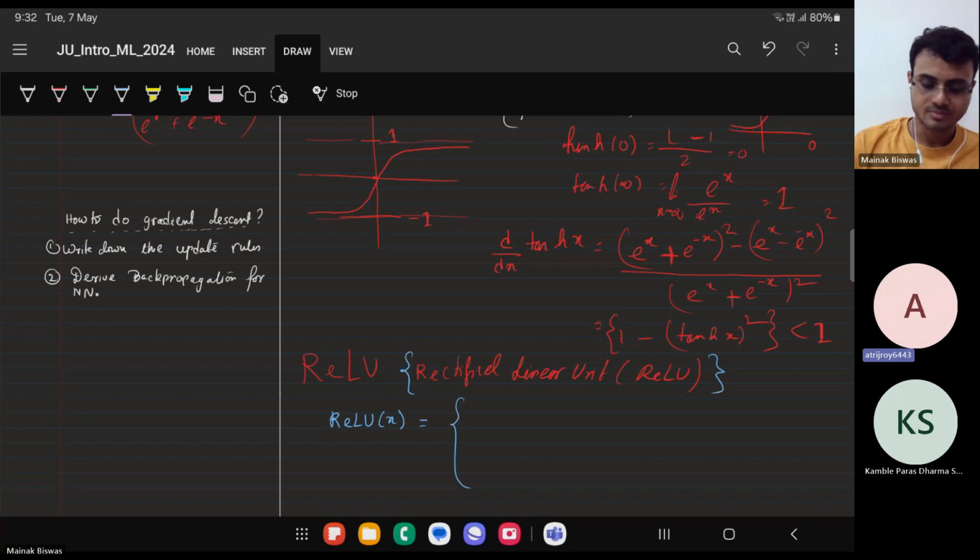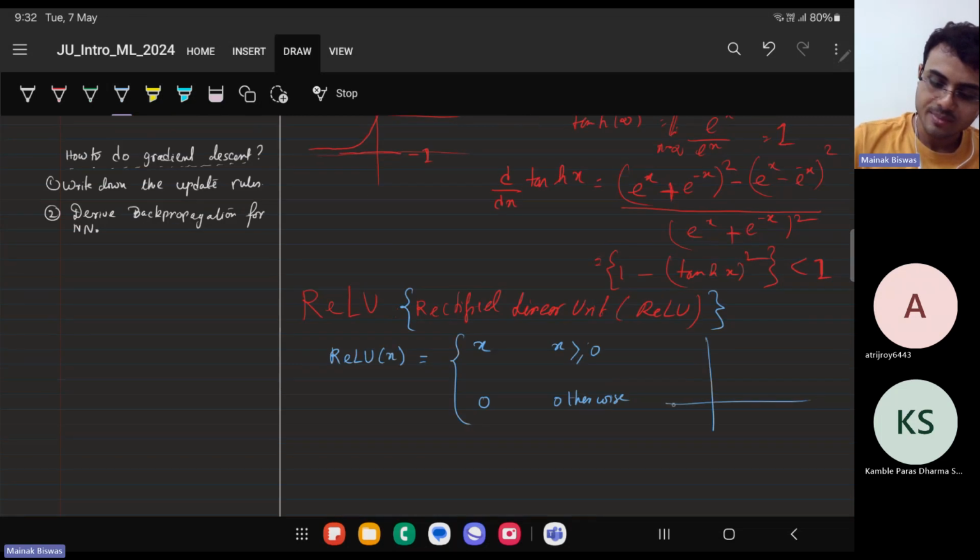Diagram I'll bring. So ReLU of x is x if x is greater than or equal to 0, and 0 otherwise. So this function looks like this. Correct?